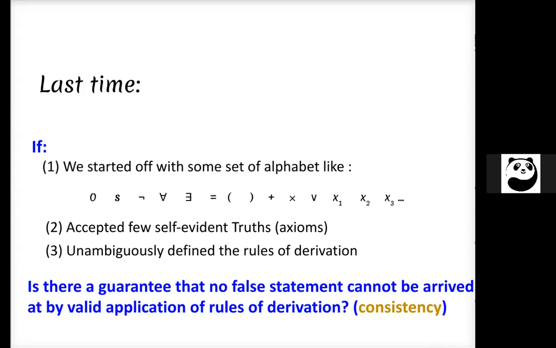And the second question is: is there a guarantee that no false statement could ever be arrived at by valid applications of the rules of derivation? So the system is airtight. It cannot mislead us into asserting that a statement is true when it's in fact false. And that is called consistency.